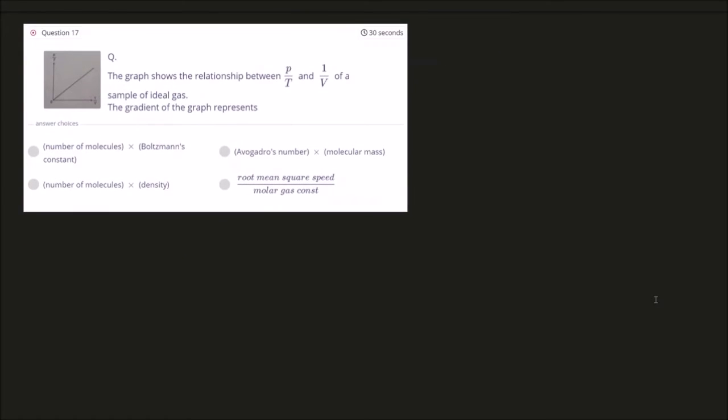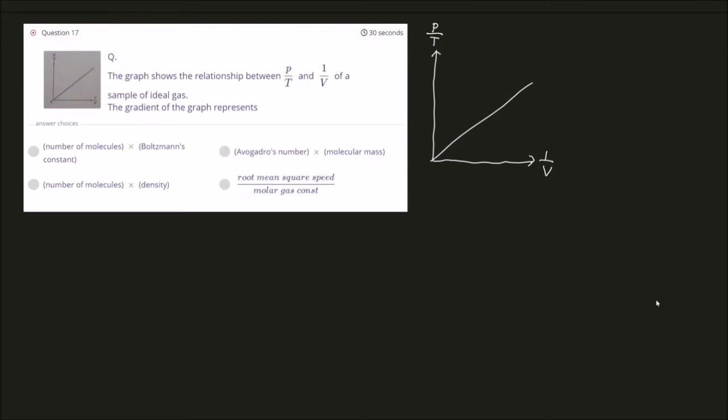Question 17. Question 17 says, the graph shows a relationship between P over T and 1 over V of a sample of ideal gas. The gradient of the graph represents... So I forgot to attach the picture of the graph which is larger. I'll just draw it here. So this is a P over T against 1 over V graph, and it's a straight line.